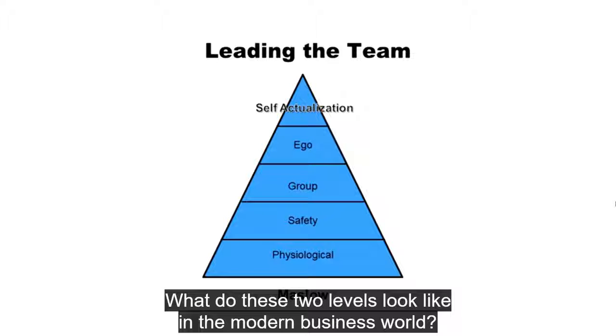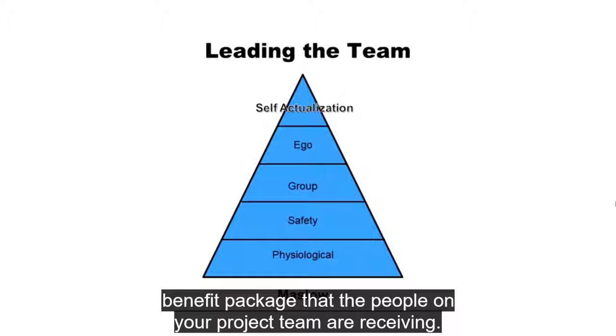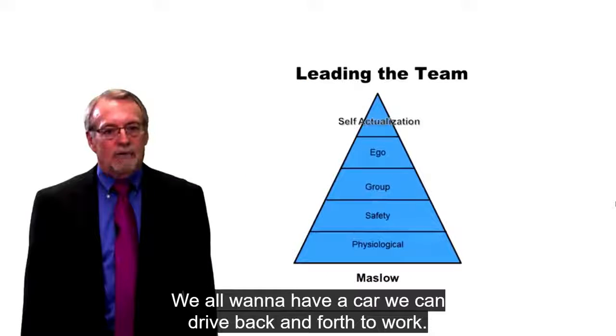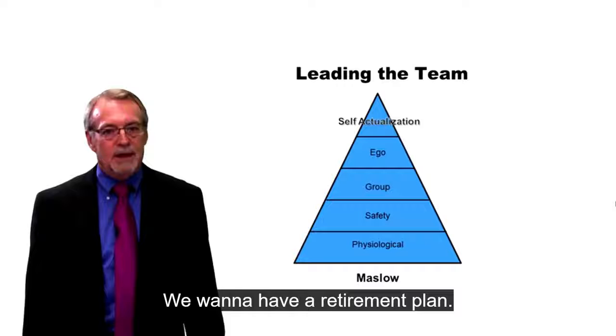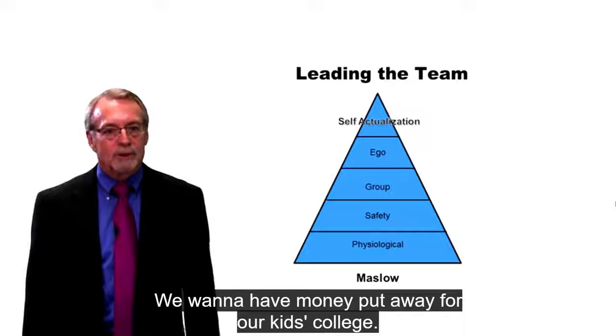What do these two levels look like in the modern business world? These look like the salary and benefit package that the people on your project team are receiving. We all want to have a car we can drive back and forth to work. We want to have a house to live in. We want to have a retirement plan. We want to have money put away for our kids' college.